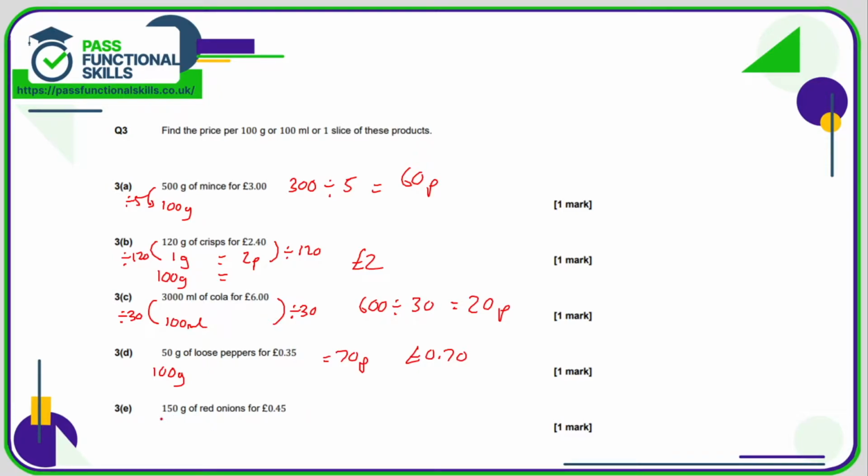What I'm going to do for E, I could do something very similar to B, which is work out what 1 gram is, but I'm going to work out 50 grams because I know that this is a multiple of 50 and 100 is a multiple of 50. So to go from 150 to 50, we are dividing by 3. So 45 pence divided by 3 is 15p, and if it's 50 grams for 15p, then 100 grams is going to be double that, so 30 pence. Alternatively, you could work out 1 gram by dividing this amount here by 150, and then once you've worked out 1 gram, work out 100 grams, which would be 100 times the cost of 1 gram.